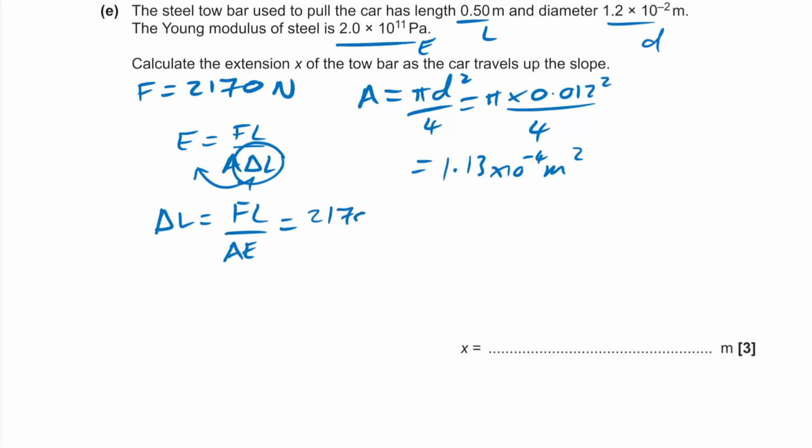So 2,170 newtons times the length of 0.5 divided by the area, which is 1.13 times 10 to the minus 4, times Young modulus 2 times 10 to the 11. I think I'll cancel these out. Minus 4 and 11, so that just ends up being 7 on the bottom there. And that gives us 4.8 times 10 to the minus 5 meters.